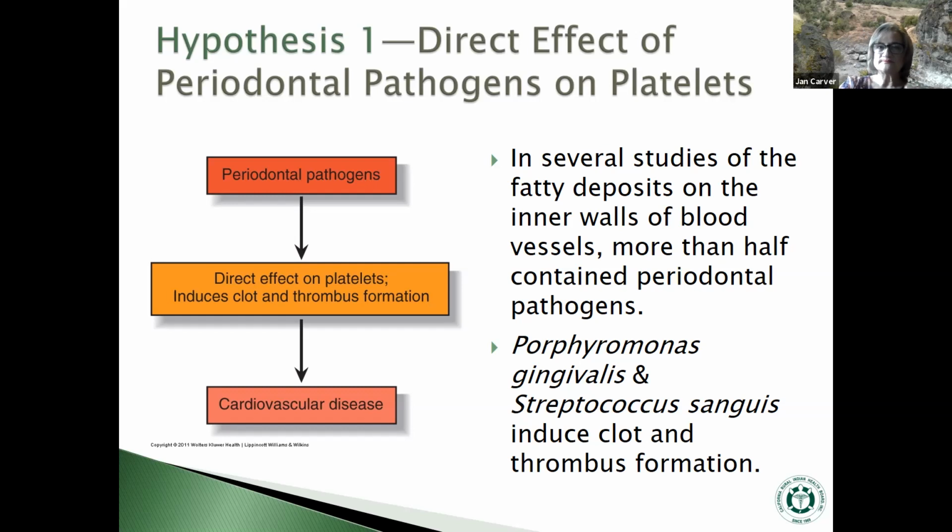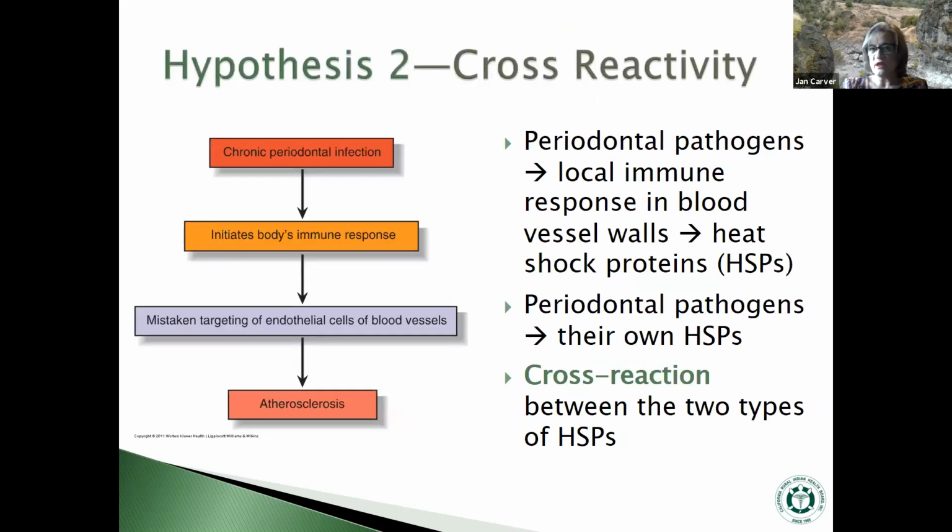Well, of course, when that happens, now we have potential for blocked blood vessels. So that's one potential. The next one is what we call cross-reactivity. So basically, you've got your periodontal pathogens, the bad bacteria, and they are going to create an immune response in the body. And one of those immune responses is to create heat shock proteins. So the periodontal pathogens create their heat shock proteins, and the damaged blood vessel walls create their heat shock proteins.